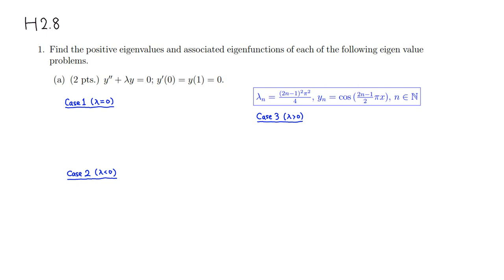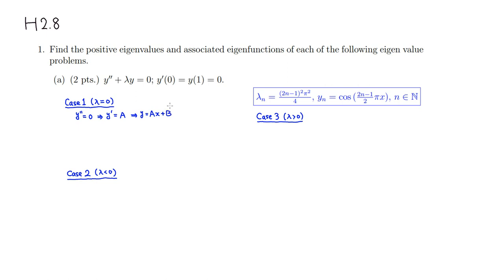If lambda equals 0, the equation is y double prime equals 0. Then we can take the antiderivative, so we know that y prime is going to be some number, say a. Take another antiderivative, and y is going to be ax plus some constant, so I'm going to use b.